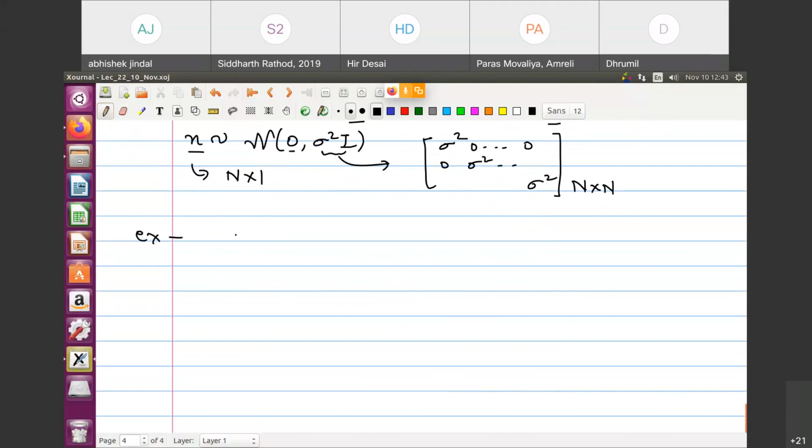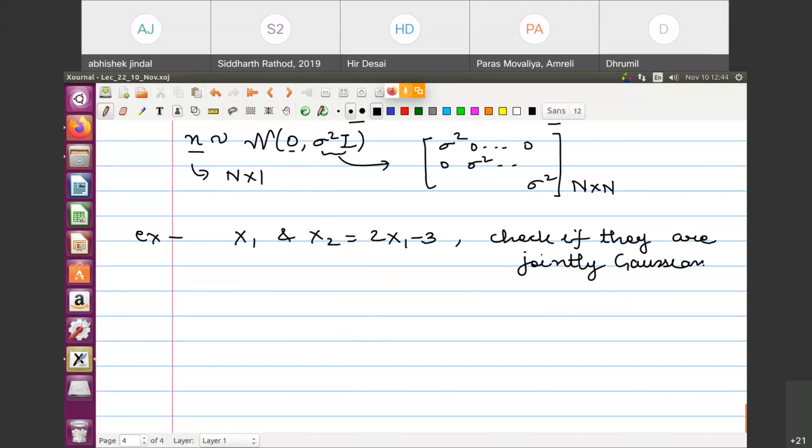Suppose you are given x1 and another random variable which is obtained from x1, like x2 equals twice of x1 minus 3. So you have to check if they are jointly Gaussian. Suppose x1 is a Gaussian random variable. You know that you are just scaling it and subtracting a constant, so x2 will also be a Gaussian random variable. You have to check if x1 and x2 are jointly Gaussian or not.